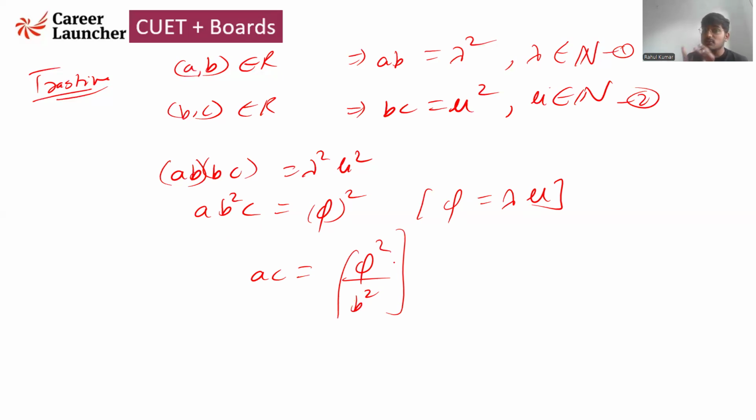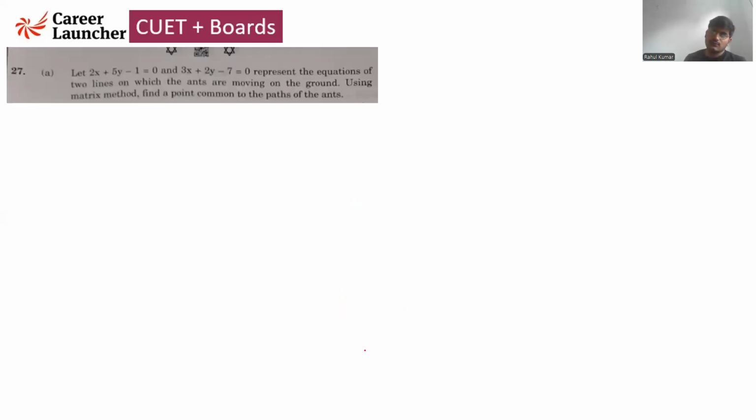Why is it a natural number? Because the element B, whatever the number B is, will divide mu perfectly because it is dividing lambda, it is dividing mu also. So it will divide phi correctly. So it is a perfect square. Hence, it is transitive. Therefore, it is an equivalence relation. Quite simple. Now we have the next problem.